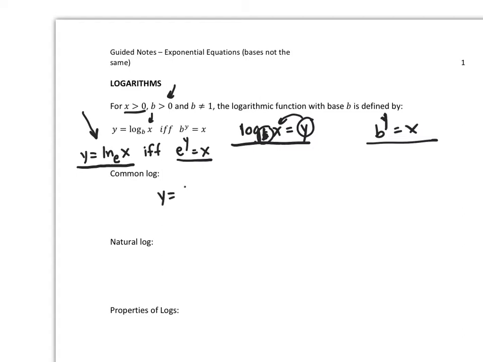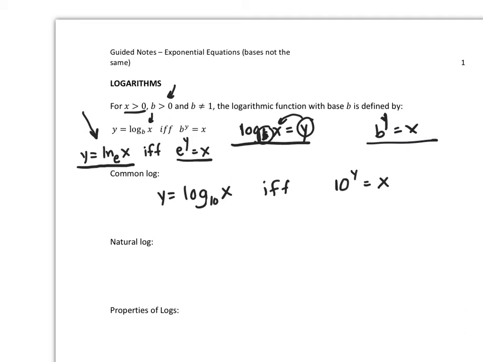Y equals log of x. If you do not see a base, whatever number's down here, if you don't see a number down there, it's understood to be base 10. That's logarithmic form. Let's practice writing it in exponential form. That would be 10 to the y equals x.